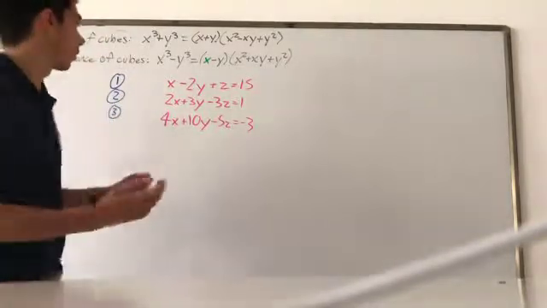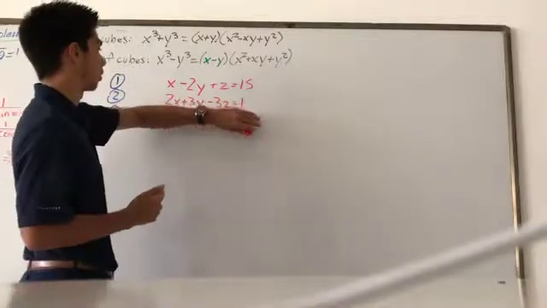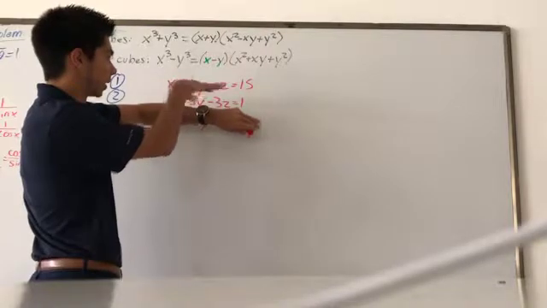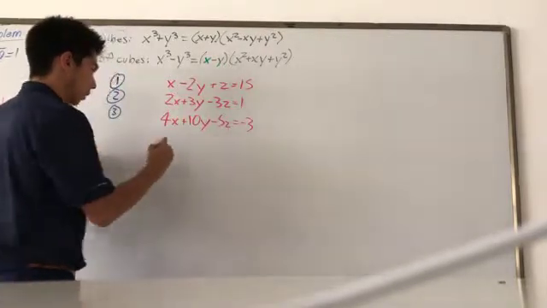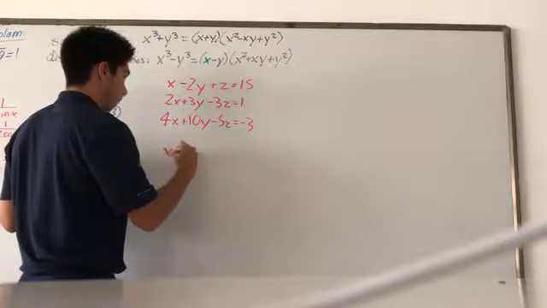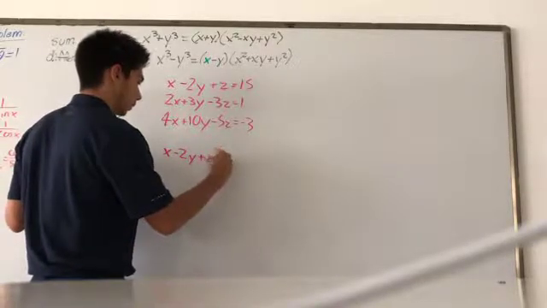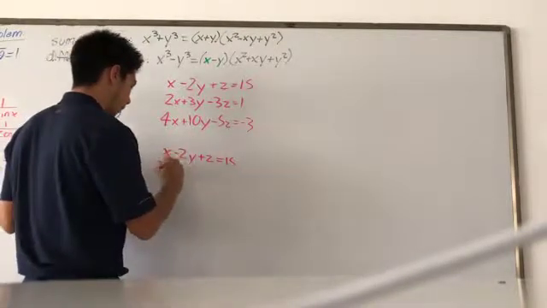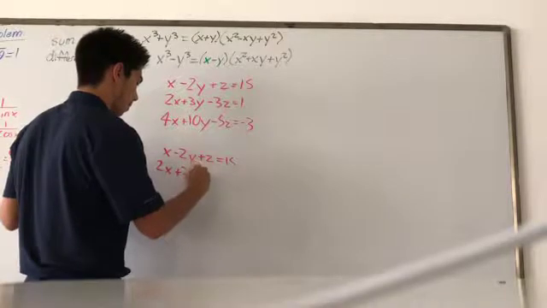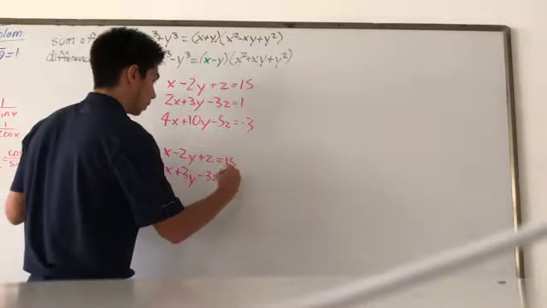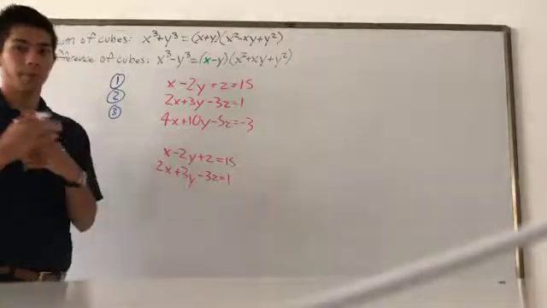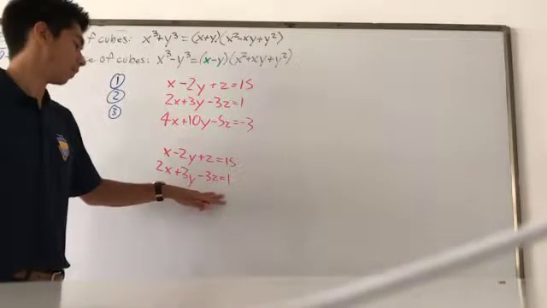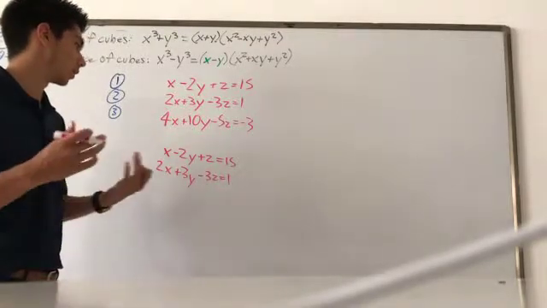So what I'm going to do is start by picking a pair of equations. So I'm just going to ignore the third equation right now, and I'm going to try and eliminate x from this set of three equations. So I have x minus 2y plus z equals 15. And then my second equation is 2x plus 3y minus 3z equals 1. Okay? So we want to break this down into smaller pieces, into what you already know how to do. So you already know how to eliminate a variable when there's two equations.